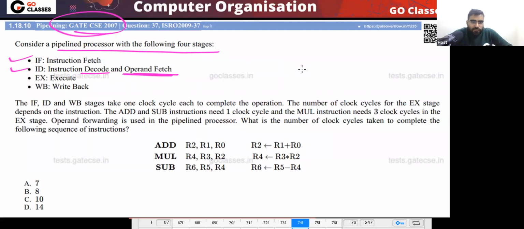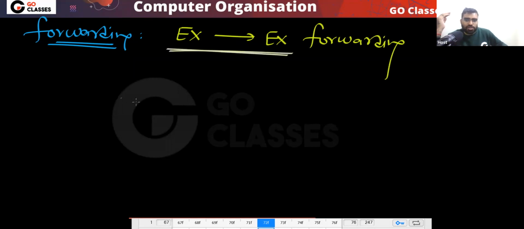KS is asking, is forwarding from execution the only possibility? No. We have already seen that forwarding is possible in different ways. In the question, it will be given which type of forwarding you have. Either you can have execution stage to execution stage forwarding. It simply means that in the execution stage, you can send the data to the next execution stage.